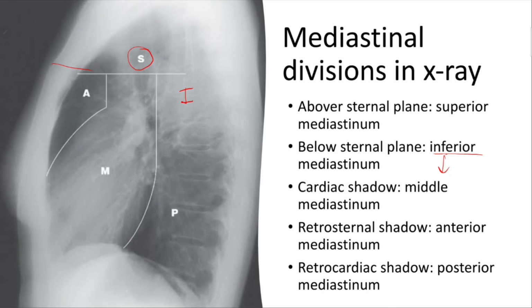Now this cardiac shadow of the heart is nothing but your middle mediastinum. Then you have retrosternal. Retro means behind. So behind the sternum, you have this shadow, that is your anterior mediastinum. And retrocardiac, that is behind the heart, you have the posterior mediastinum.